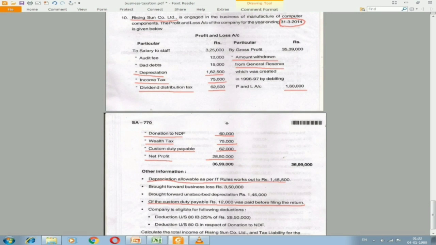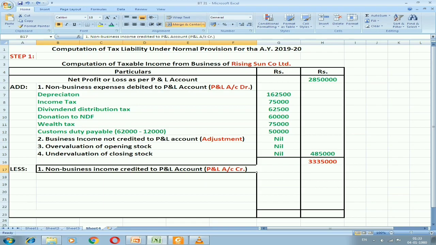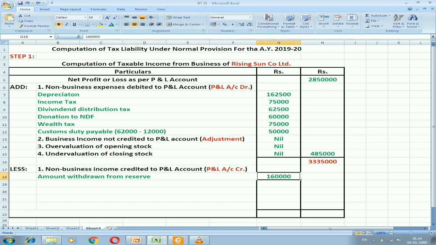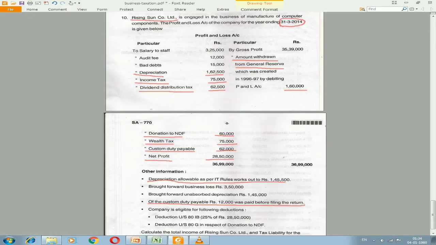Even if they are depositing it or withdrawing it, it will be considered as non-business. But one thing, for this we are not going to pay any tax at all. That is the reason it will be exempted while doing the second step, but in the first step we need to consider it as non-business. Let us take the amount withdrawn from general reserve, which is the amount of rupees 1,60,000. Apart from that we don't have any incomes on the credit side.